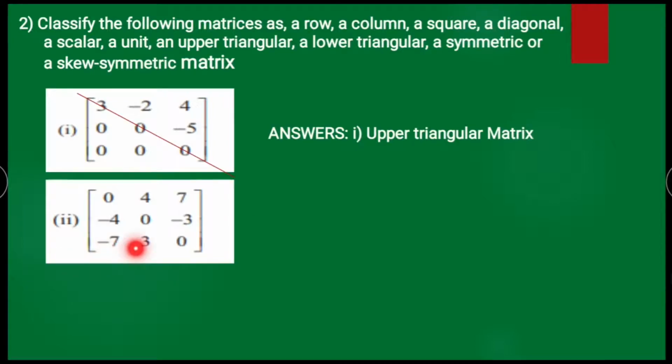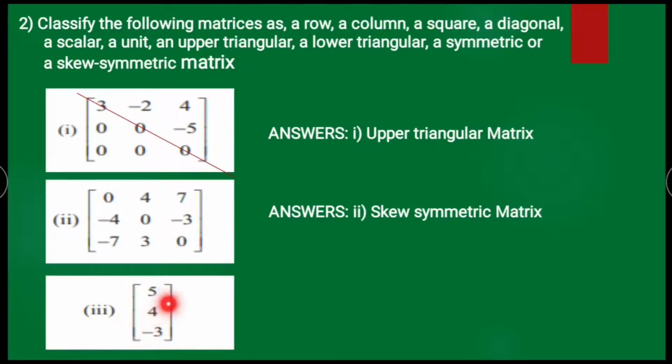Now see second example. If we observe the diagonal elements, all the diagonal elements are 0, and we observe the elements at position aij, we get aij equals to minus aji. Here 4, here we get minus 4, here 7, minus 7, minus 3, 3. So this is an example of skew symmetric matrix. You can check with the help of transpose. So we get here after transpose, A transpose equals to minus A. So this is skew symmetric matrix.